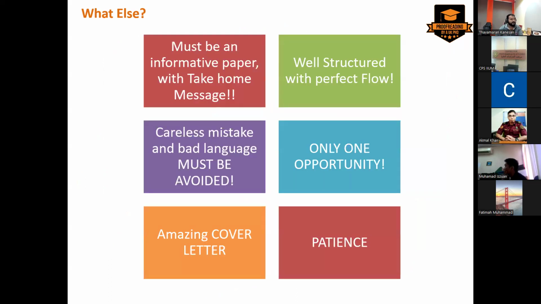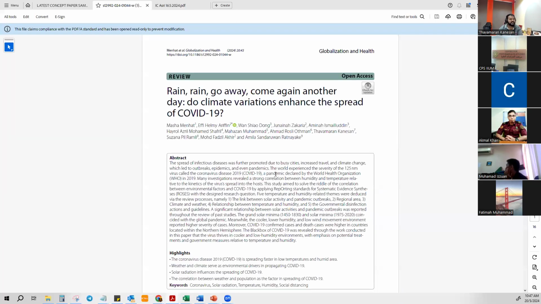All right. So what else? Your paper must be an informative paper. When I say informative paper, there must be something to take home, a value that they can use. So for example, if you look at this paper of mine, this is a review paper. We did systematic review. We used the ROSES protocol. If I write this paper and just go and review all the journals and then just summarize whatever they said, okay, summarize is different, review is different.